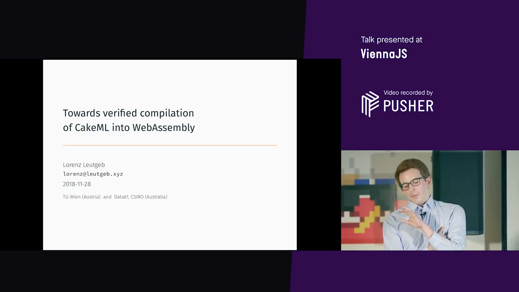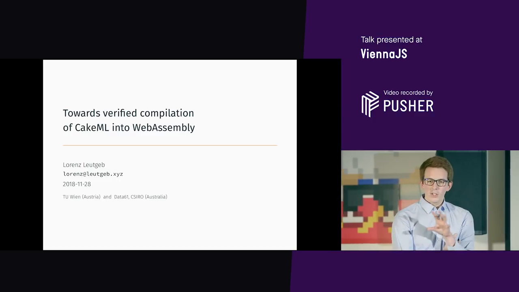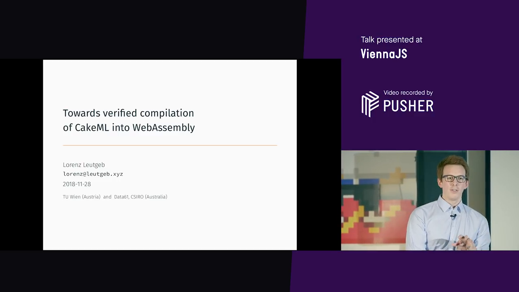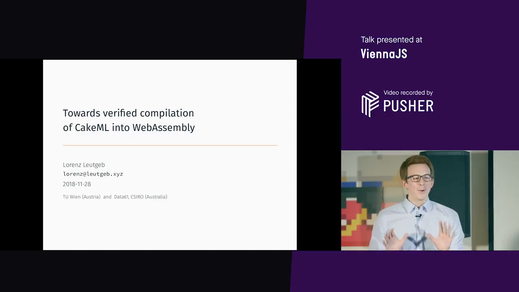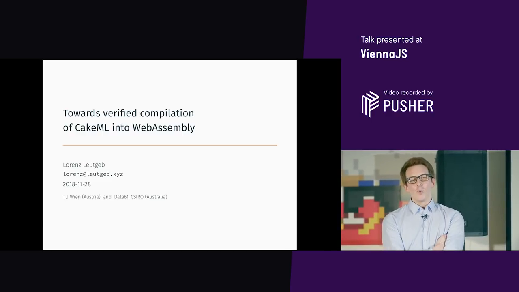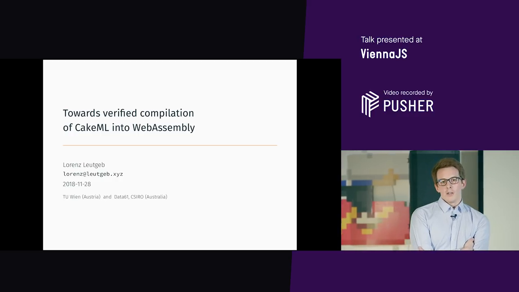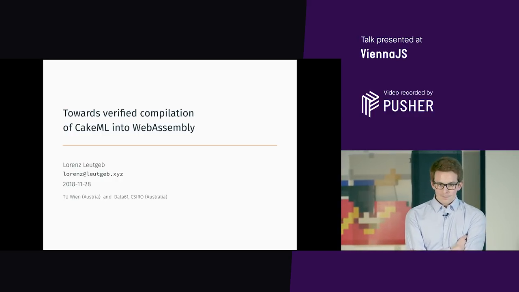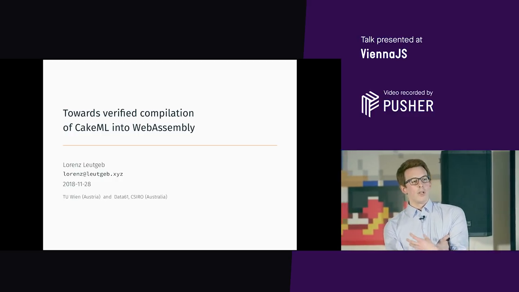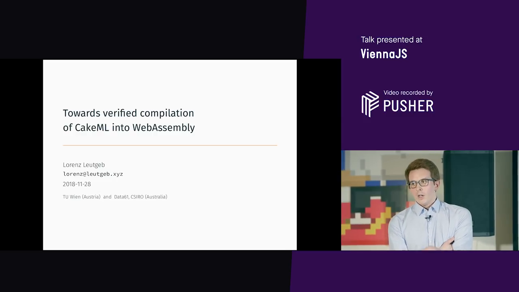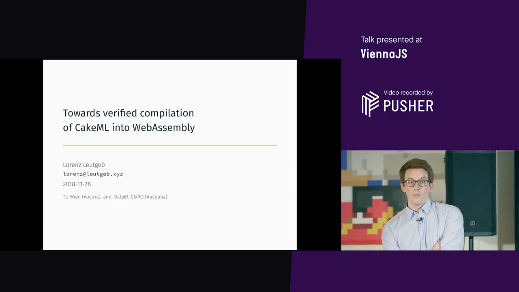So this is basically the only connection that I will have to JavaScript. So please, please bear with me. WebAssembly is currently mostly being hosted in browsers, in browser runtimes, inside of JavaScript. So that's the connection that I have. Aside from that, we will be talking about CakeML, which is a functional programming language that I will introduce. And it will be about software verification.